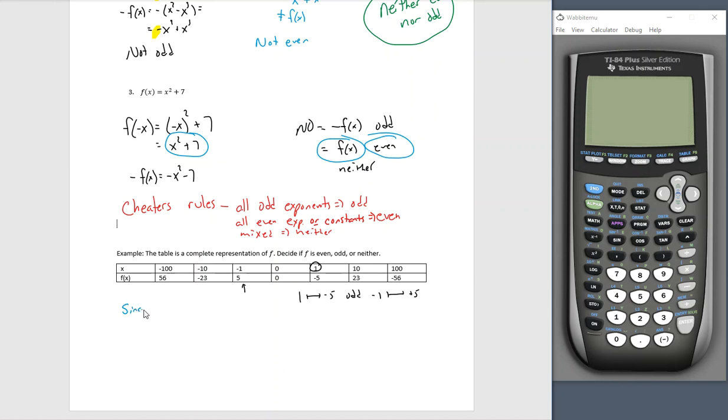Since f of 10 is 23, but f of negative 10 is negative 23, this is not even. And that's because f of 10 is not equal to f of negative 10. So if it's not even, I check all of them. 10, 23, I change the 10 to a negative, my output becomes negative. 100 goes to negative 56. If I change my input to a negative, my output changes sign and becomes a positive. Every time.